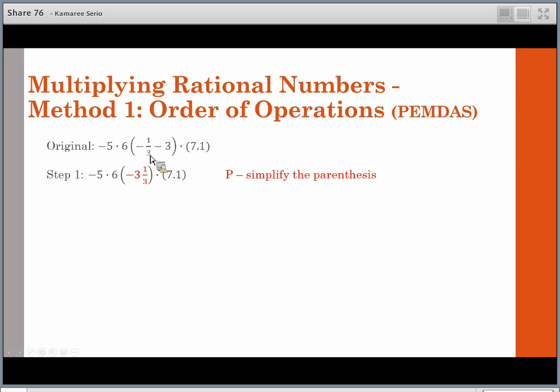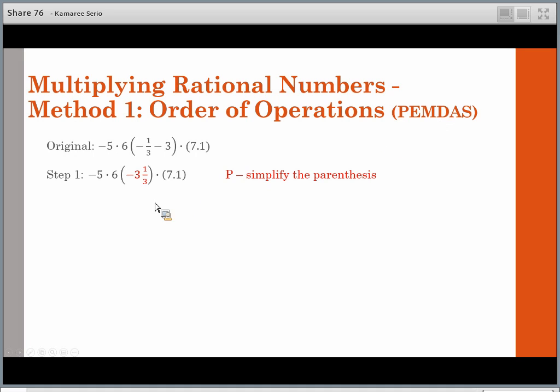When you combine those, you're essentially adding your numbers and keeping the sign. Okay. So from here, I don't have any exponents, and I don't have any other math operations to perform in the parentheses, because now I just have numbers in my parentheses. So I'm going to move on to the M, which is multiplication.